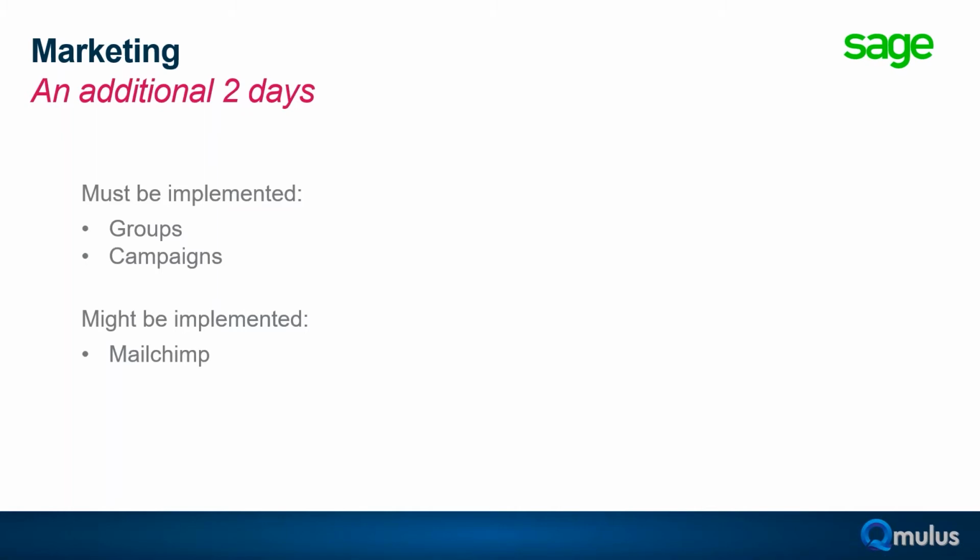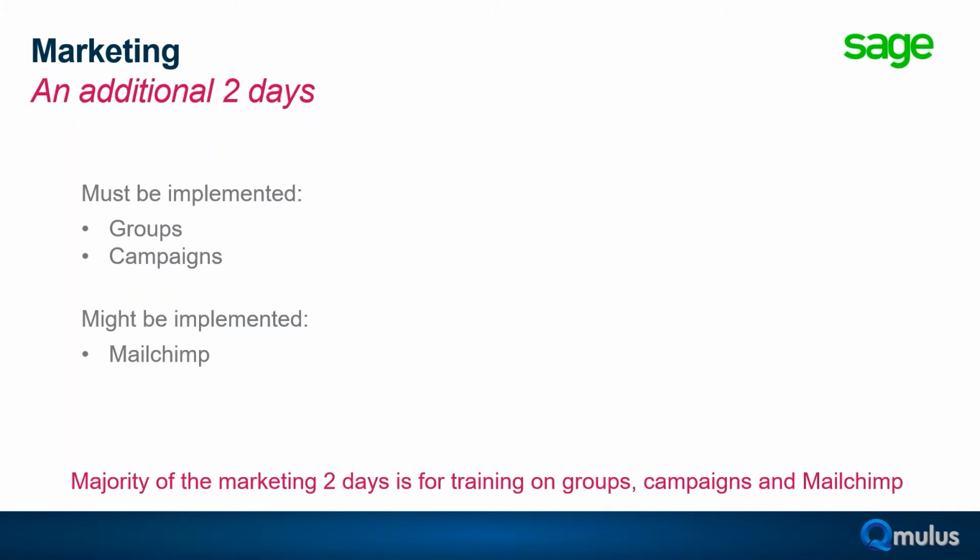But because of this fact that it's not heavily configured and it's mainly around groups, campaigns, and MailChimp, the majority of the 2 days that we tend to consume for the marketing area of 357 is spent around training them on how to create groups, training people on how to use and set up and use the campaigns area of Sage CRM, and also training around MailChimp.